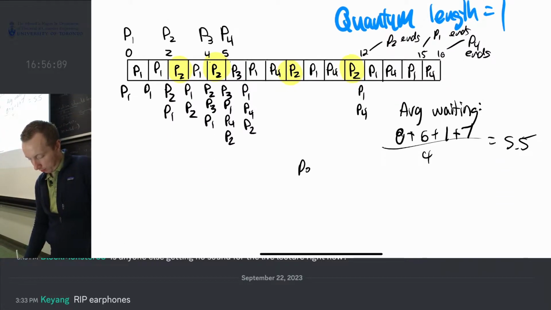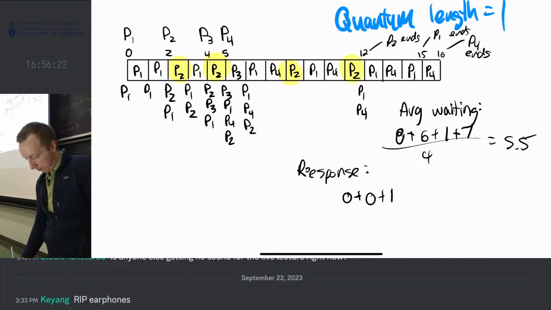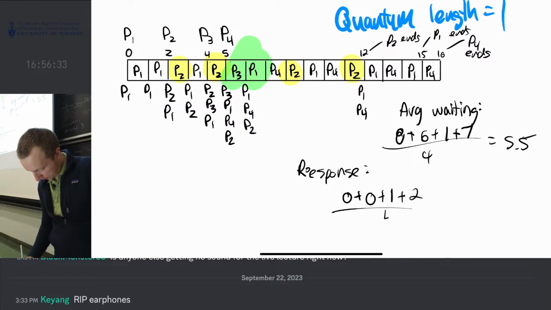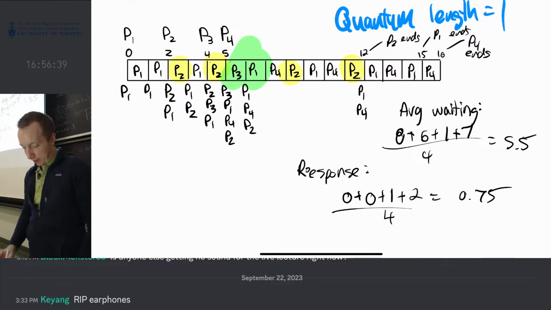Next thing is response. So the average response, well, process 1 ran immediately, so did process 2. Process 3 only waited for 1 single time unit, and then process 4 was the longest one, and it waited here for 2 time units. So we can see that the response time went way, way, way down, which is great.